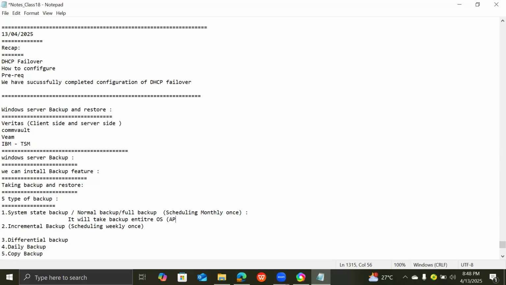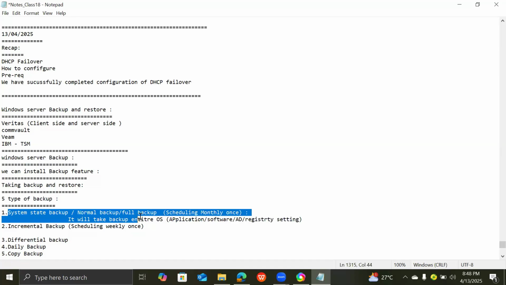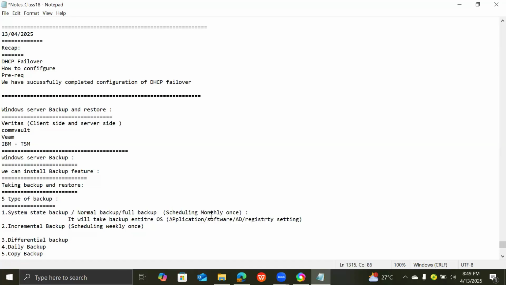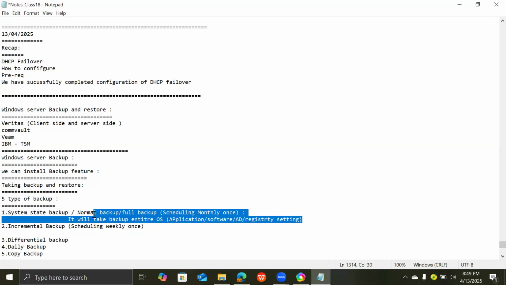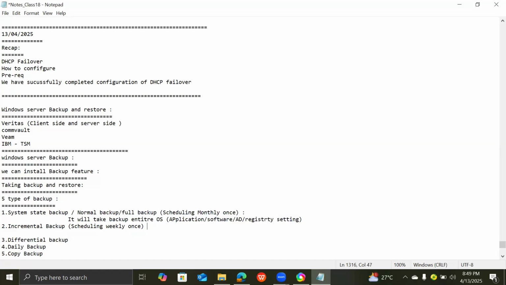It includes your applications, software, Active Directory, registry settings, everything. It is going to take a backup, and once you restore, everything will be restored. You don't need any additional things. But it takes huge space. That's why we will not take it daily or weekly, and we can plan it monthly. And incremental backup, we can plan weekly.